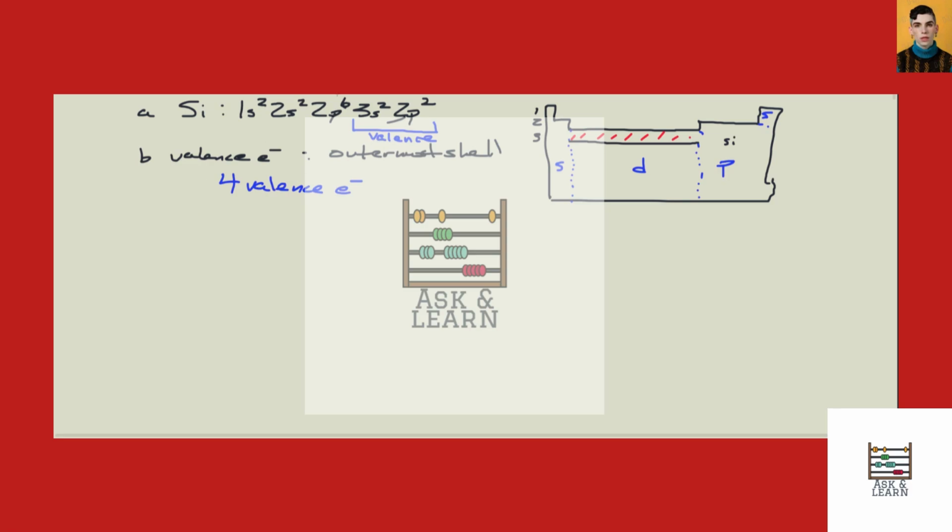Which subshells hold these valence electrons? Well, the valence electrons are sitting right here, so the 3s holds them, and the 3p holds them.